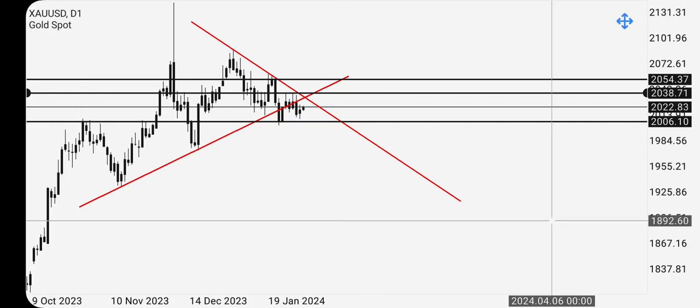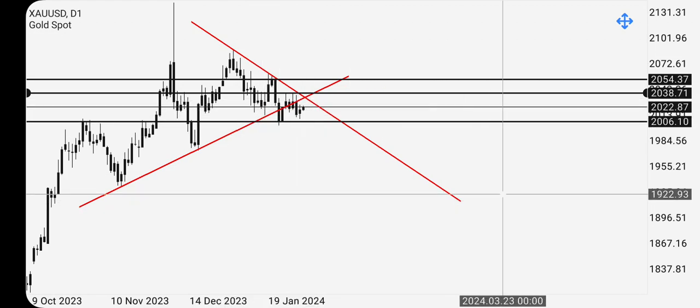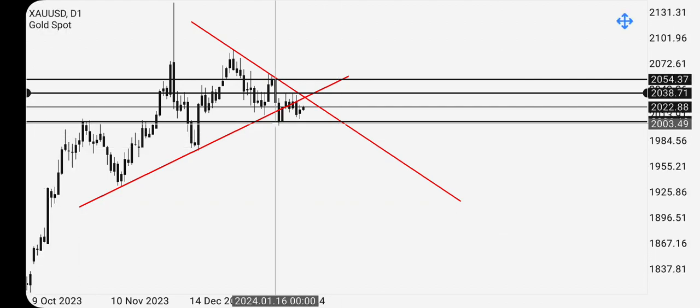because here I wanted to put it here, but it became invalid. So hence I'm putting it up there. I see it went up and then it pushed down. So there was a resistance up there.